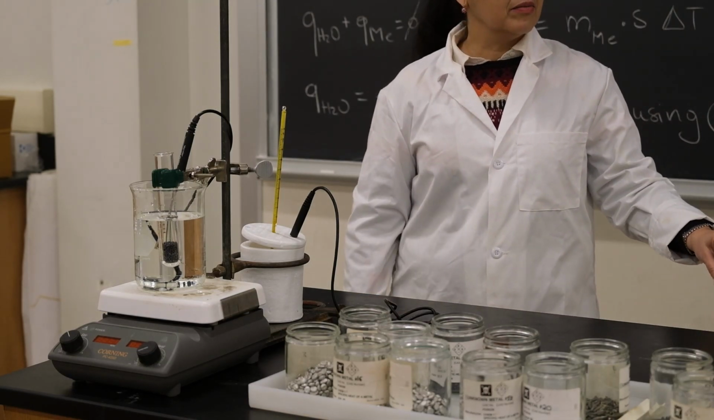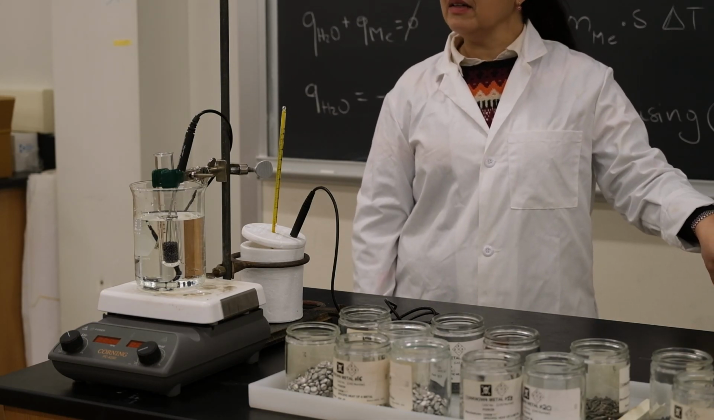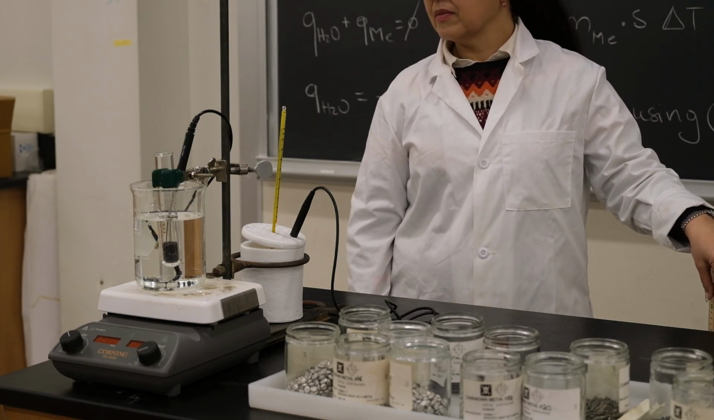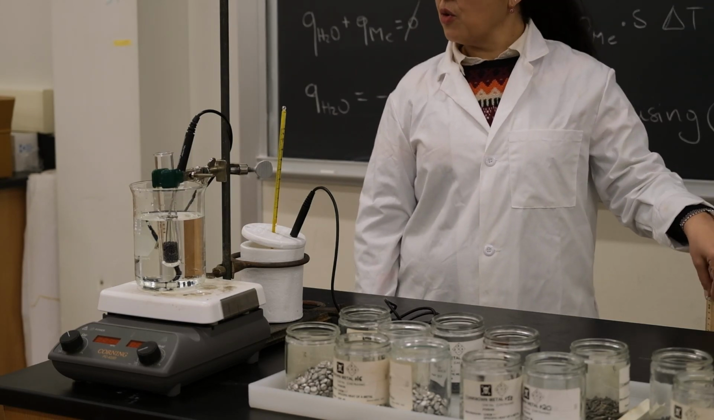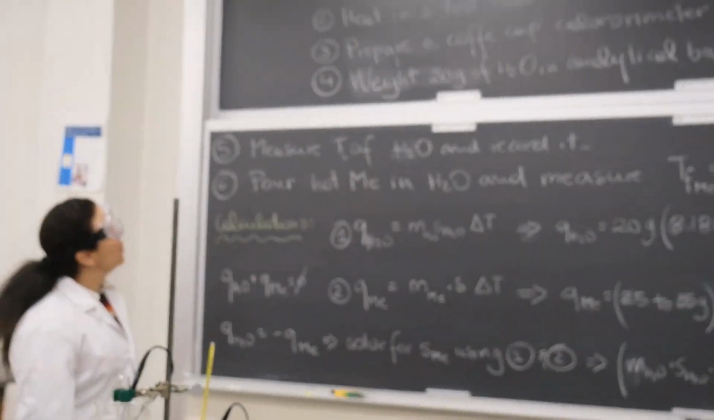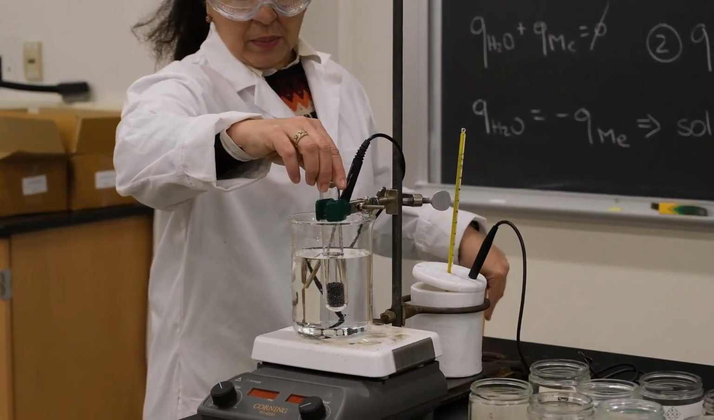The more dense the metal is, the more you have to weigh or the less you have to weigh? What is it? You have to weigh 25 for the heavy metal or for the light metal? For the more dense you have to weigh... more. Okay. So you're going to put your metal in a test tube.